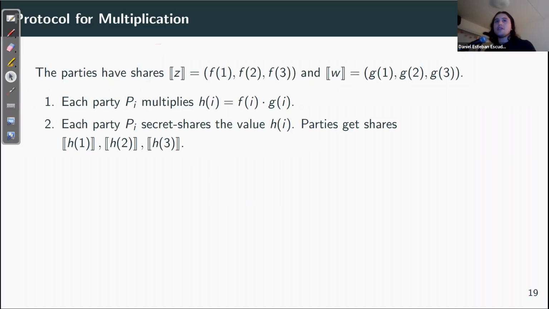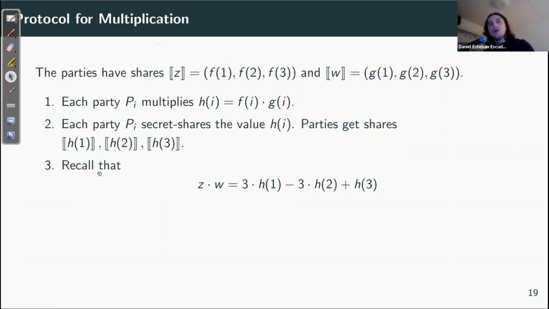Then the next step is that each party is going to secret share. I have this value Hi, which only I know because it's the multiplication of my own shares. Say I am P1, so I know H1. But now what I will do is send to all the other parties shares of my value. So I will act as the dealer, the generator of shares. I will take my value, treat it as a secret, and give the other two participants shares of my secret. So now the parties get shares of H1 because P1 gave it to the other parties. They get shares of H2 and they get shares of H3.